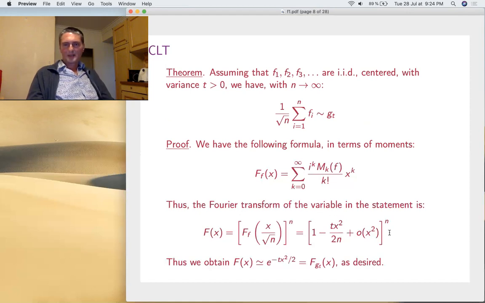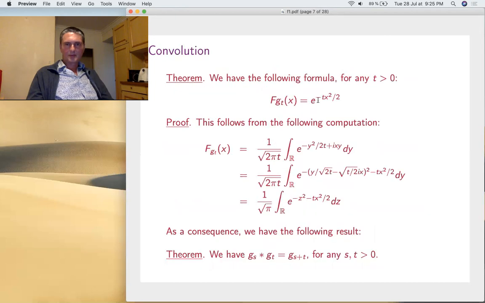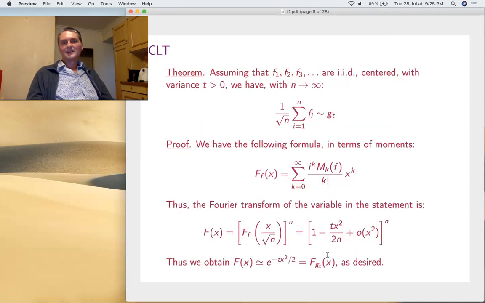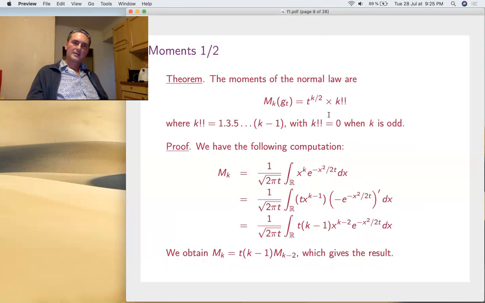And now this guy here, you see it's 1 minus something over n, to the power n. So in the limit, it's exactly the exponential of that thing here. So you get this. But this was exactly, let's see, the exponential of minus t x squared over 2. That's what we had here. So these guys have the same Fourier transform, so they're the same. So that's the proof of the CLT. Okay, very good. Now let's go into more advanced aspects.